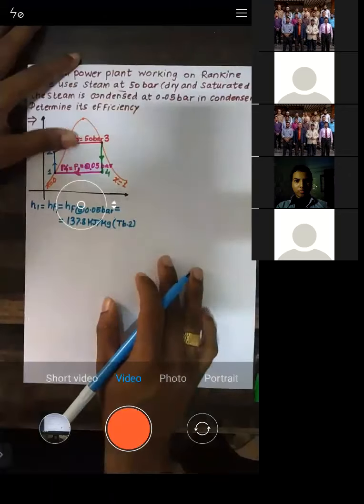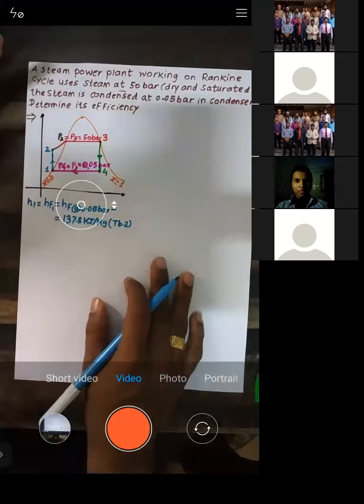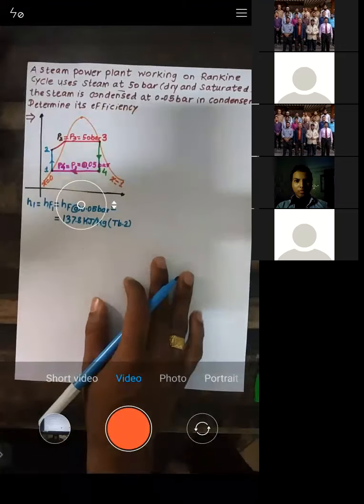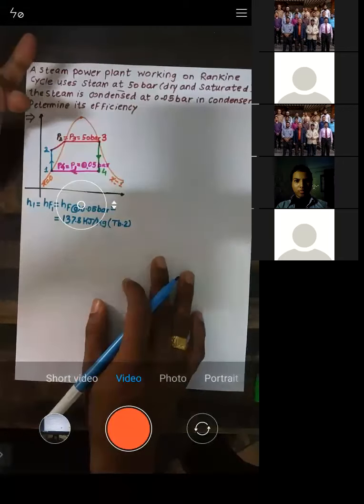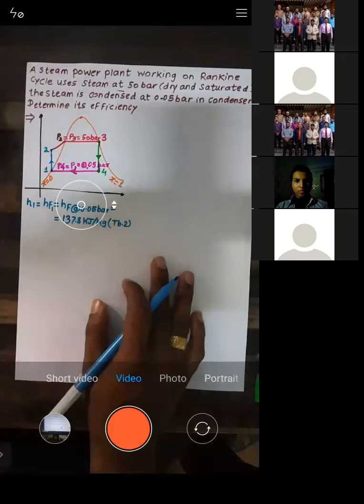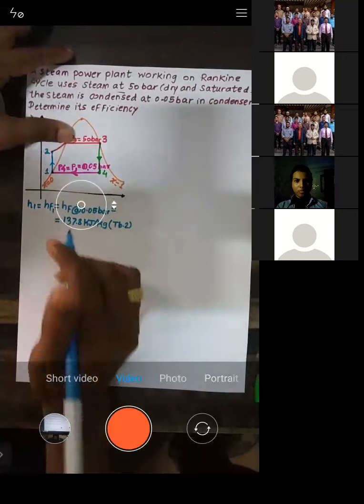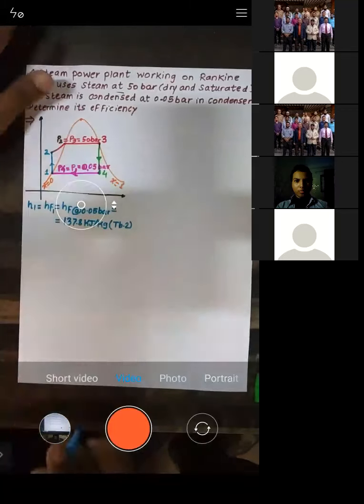Why do I refer to table number two? Because table number one and two you can use for either liquid, wet steam, or dry steam. Table number one you can use when temperature is known, and table number two when pressure is known. I know the pressure, so I refer to table number two, right?